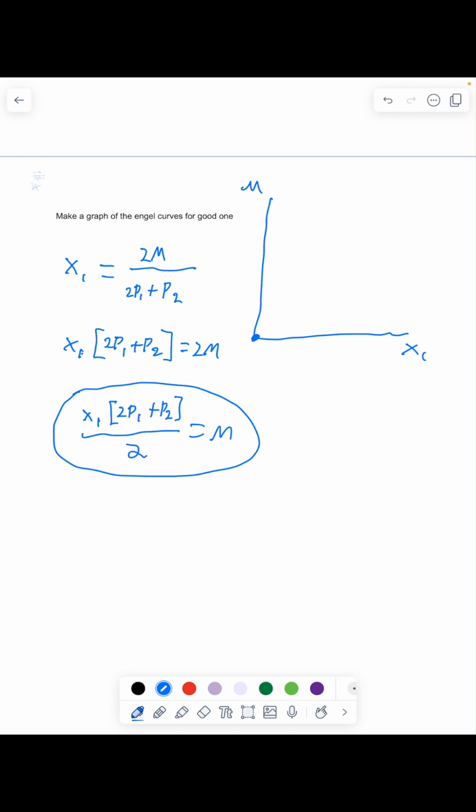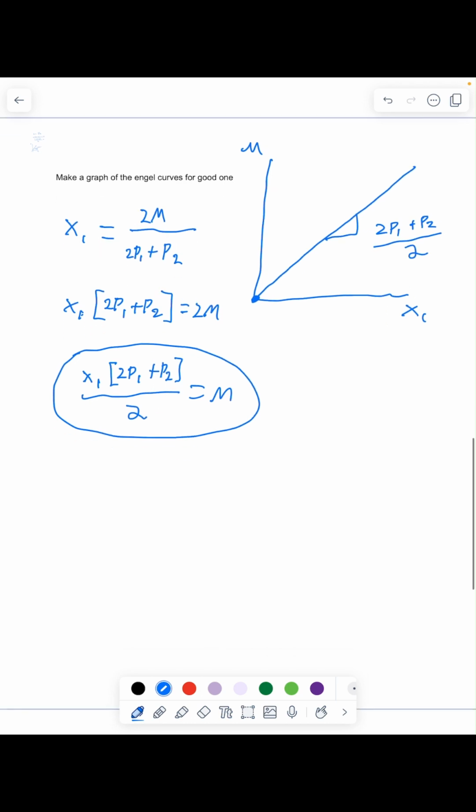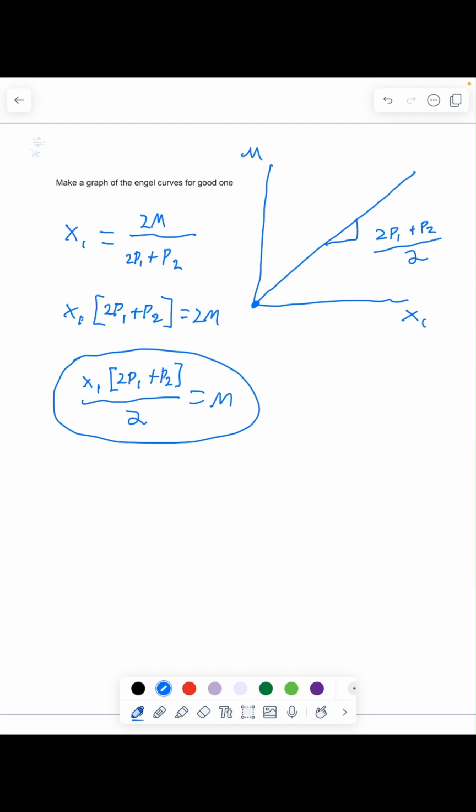The trend that we want to notice here is that it's going to end up being linear, with the slope being everything that the x1 is not included with. So for every one x1 that we shift over, the slope of the line is going to shift by 2p1 plus p2 all over 2. And that would just be quite simply how you draw the Engel curves.